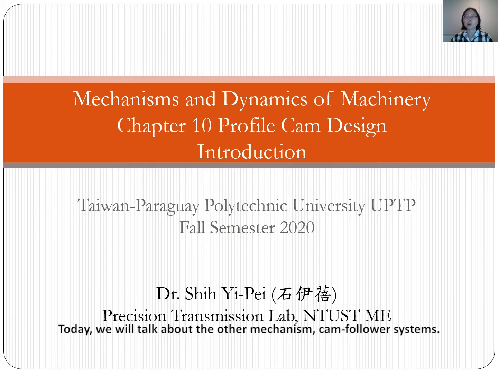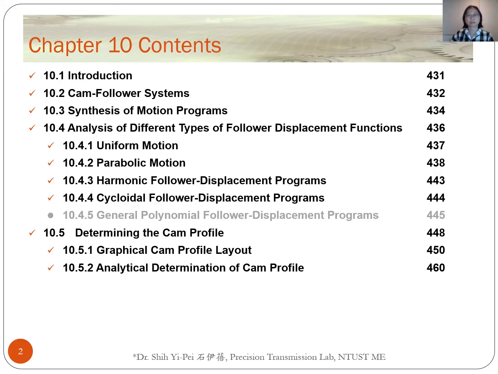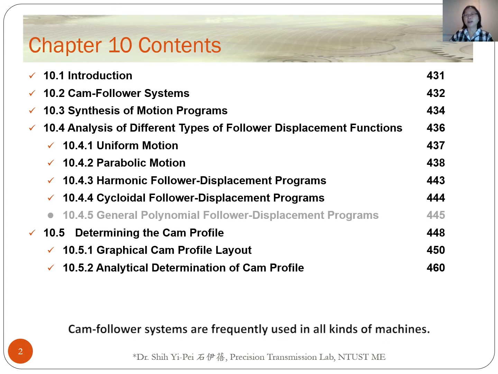Today, we will talk about the other mechanism, cam-follower systems. Cam-follower systems are frequently used in all kinds of machines. For example, the valves in your automobile engine are opened by cams. Compared to linkages, cams are easier to design to give a specific output function, but they are much more difficult and expensive to make than linkages.